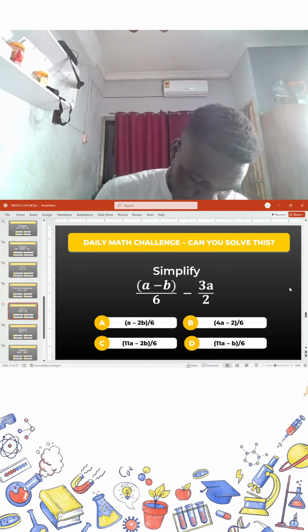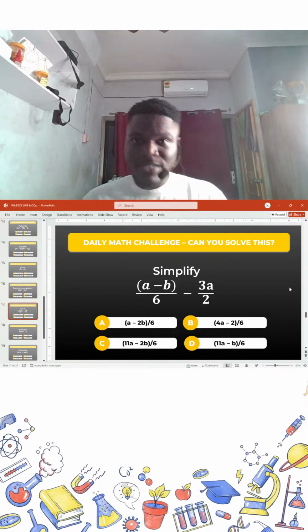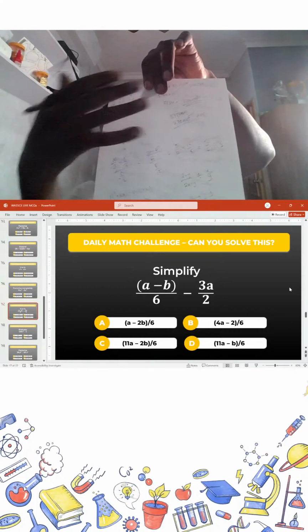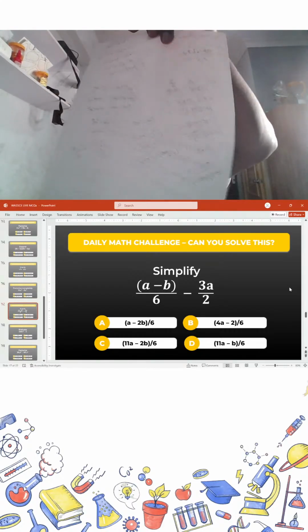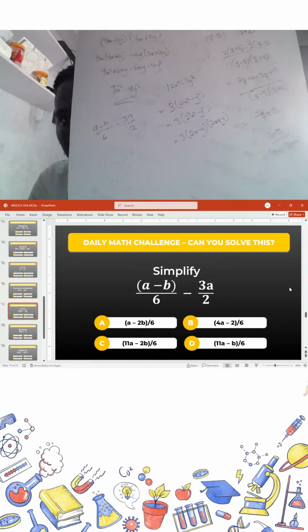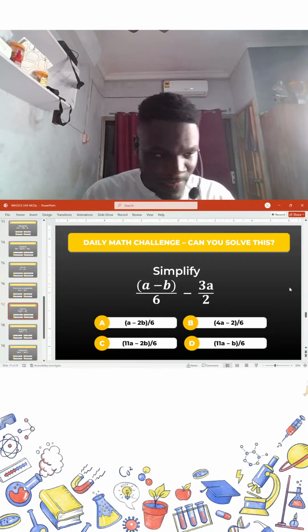Okay, so I have a minus b on 6 minus 3a on 2. As you can see, I'm working out the solutions to the problem, and the newest one is this one. I'm about to start doing it. I'm solving it, so we're in this together.